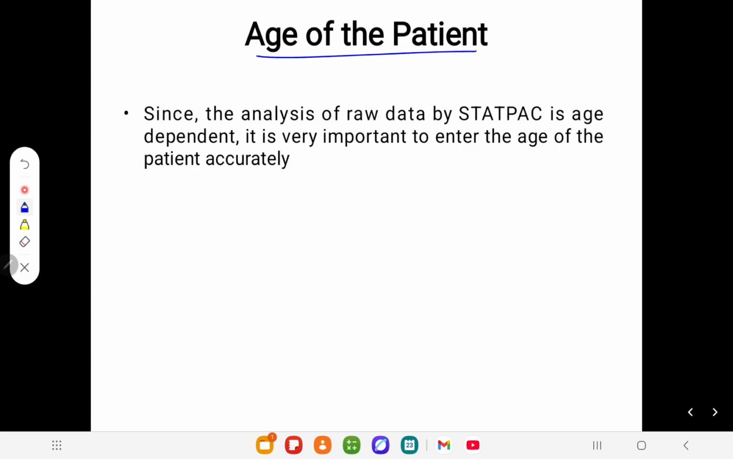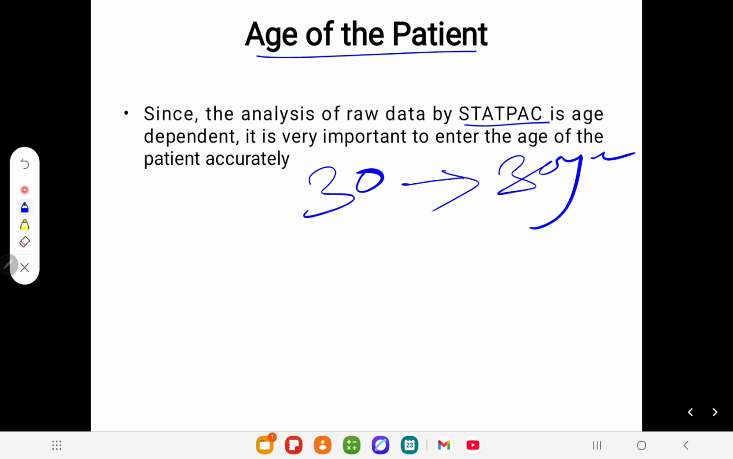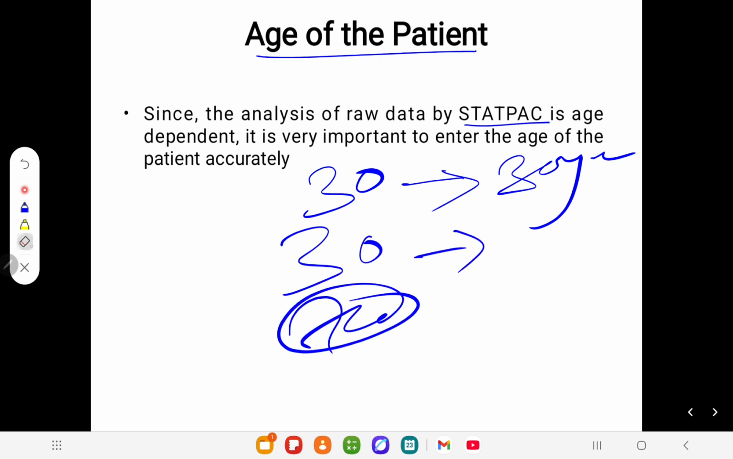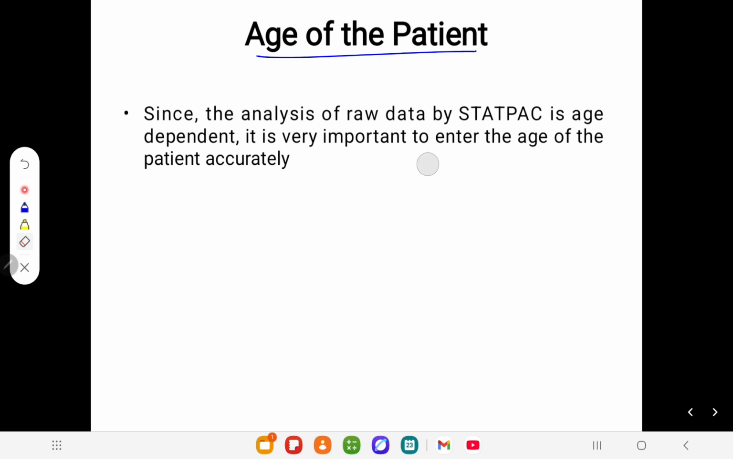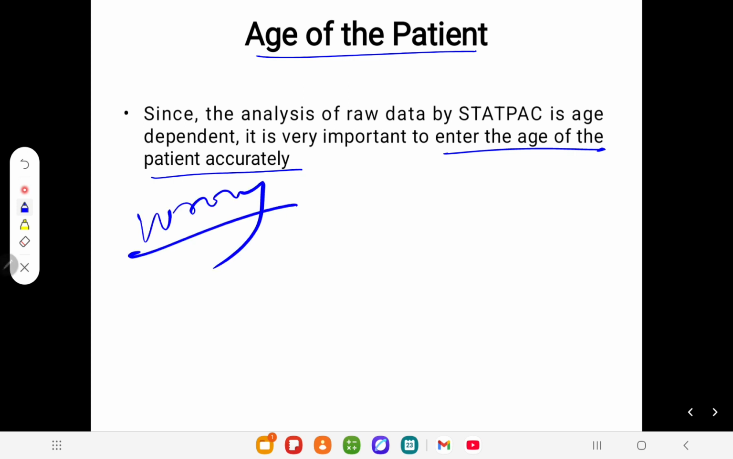The age of the patient is very important, since the analysis of raw data by STATPAC is age dependent. If you enter age 30 years, then it will match with 30-year-old patient data. And if you enter 30 years for a patient who is actually 70, then there is a mismatch and the analysis will be very problematic, isn't it? So it's very important to enter the age of the patient accurately, that is the date of birth. But suppose you enter the wrong data, is the whole single field analysis going to the dustbin? No, no, no, that's exactly not so.